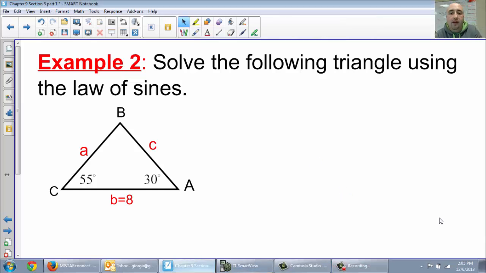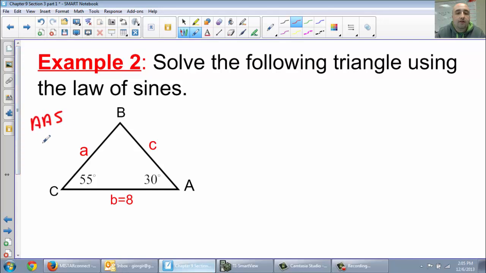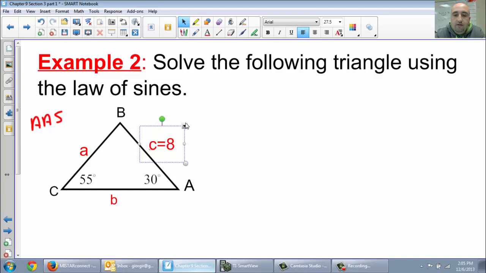Alright, so example 2. I'm going to do a little bit of changing here because I want to change this problem to be an angle, angle, side. So up in the top, I want you to write angle, angle, side. Instead of b equaling 8, I'm going to let c equal 8. So on your sheet, I want you to fix that typo.